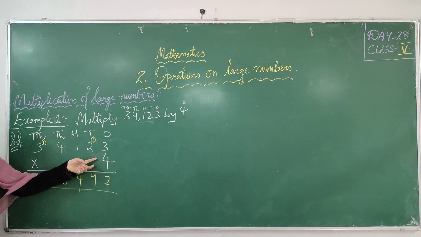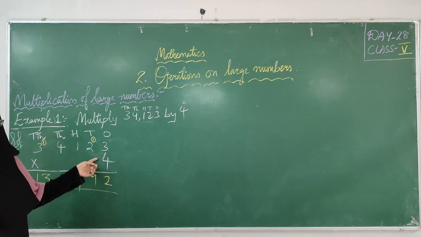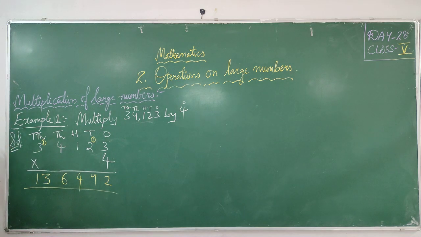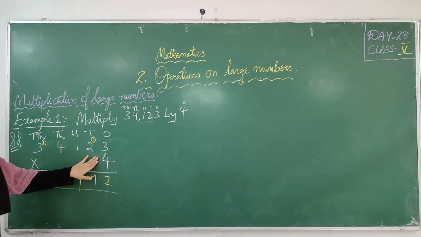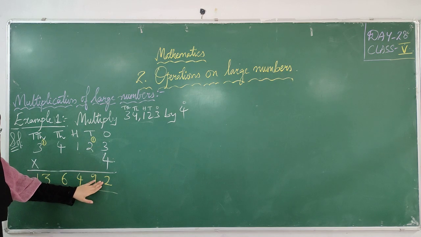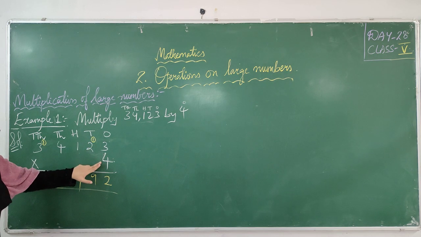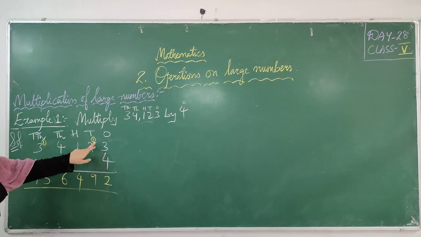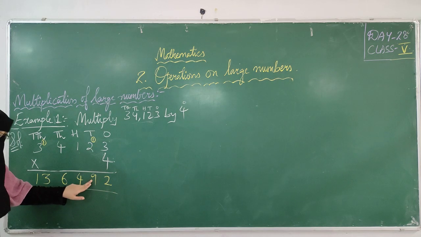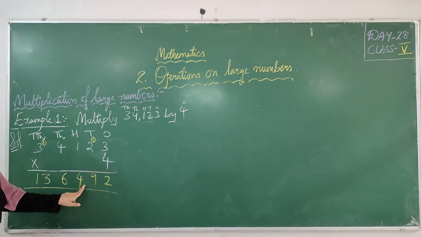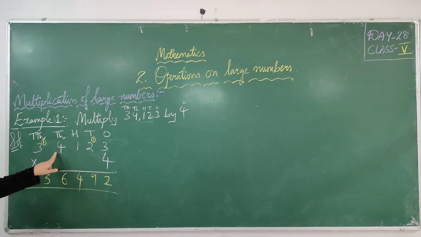Once again I am showing, listen carefully and do it carefully. If you are doing good, I will give you 5 stars. Okay. 4 threes are 12. 2 I am writing here. I am sending 1 carry. 4 twos are... multiply this. 4 twos are 8. 8 plus 1, 9. 4 ones are 4. 4 fours are 16. 6, 1 I am sending carry. 4 threes are 12. 12 plus 1, 13.